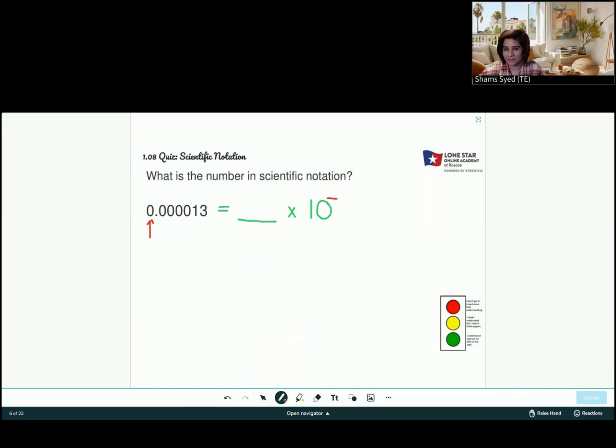Excellent, Violet. And this first number here in the blank will be 1.3 because we want a number between 1 and 9. So we can place the decimal for 1.3. We can count how many places to the right we went: 1, 2, 3, 4, and 5. The exponent is going to be a negative 5. 1.3 times 10 to the power of negative 5.